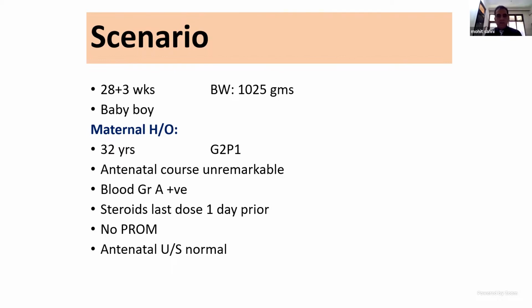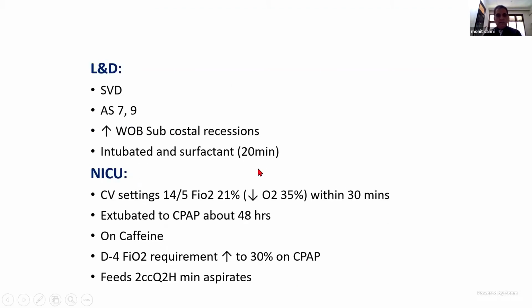So this is a preterm baby, 28 weeks, weighing around 1 kg, baby boy, born to a 32-year-old gravida 2, para 1 mother. The antenatal course is unremarkable, and the steroid last dose was given 1 day prior to the delivery. There is no premature rupture of membranes. Antenatal ultrasounds are normal. Everything in labor was fine, born by normal delivery. There was increased work of breathing. These are the ventilatory settings: 14 PIP, PEEP of 5, FiO2 started at 35%, decreased down to 21% within 30 minutes. Within 2 days the baby was extubated to CPAP, started on caffeine, and on day 4 started having increased oxygen requirement on CPAP. By that time, the baby was on feeds of 2 cc every 2 hourly and started having minimal aspirates.